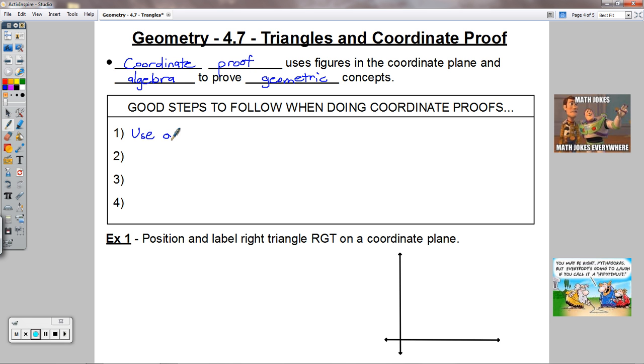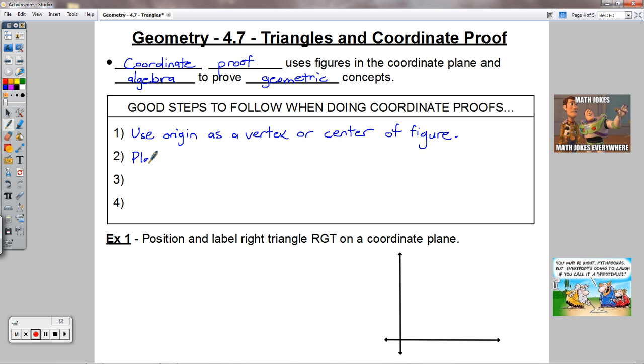My first step when I'm doing a coordinate proof is to use the origin as a vertex or center of the figure. I'm writing these whole steps out because I think it's really important to remember all four of these things.